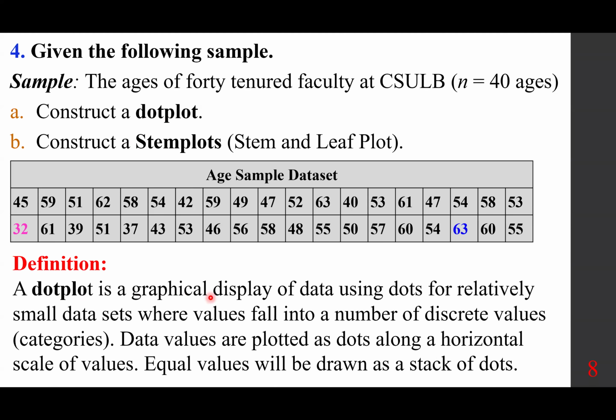A dot plot is a graphical display of data using dots for relatively small data sets where values fall into a number of discrete values or categories. Data values are plotted as dots along a horizontal scale of values. Equal values will be drawn as a stack of dots, and that's the key, okay, as a stack of dots. So that's how it works. Let's see how we are going to deal with this.